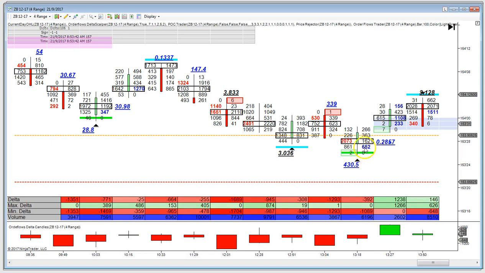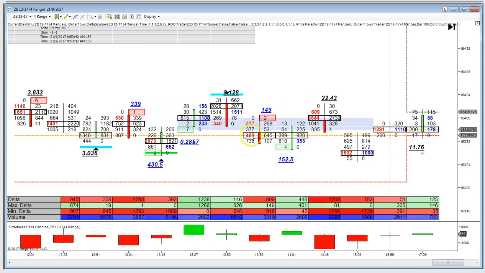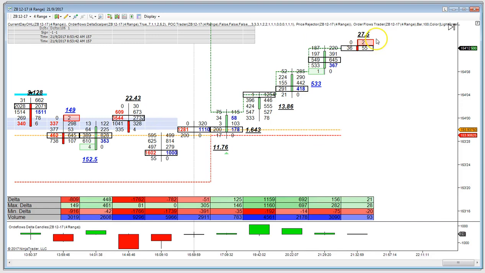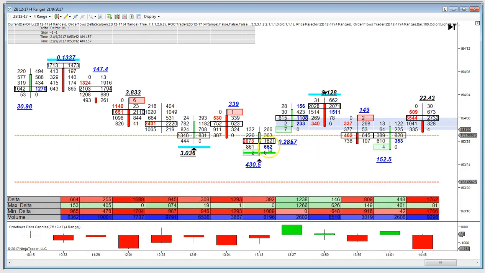You got a price rejector down here. You got the Delta Scalper here. And it just sort of goes sideways to the close, and then it rallies in the evening session. I'd rather be taking the buy here than saying, "We got unfinished business. Expect the market to come back there at some point in the future." Is a bit of a stretch.